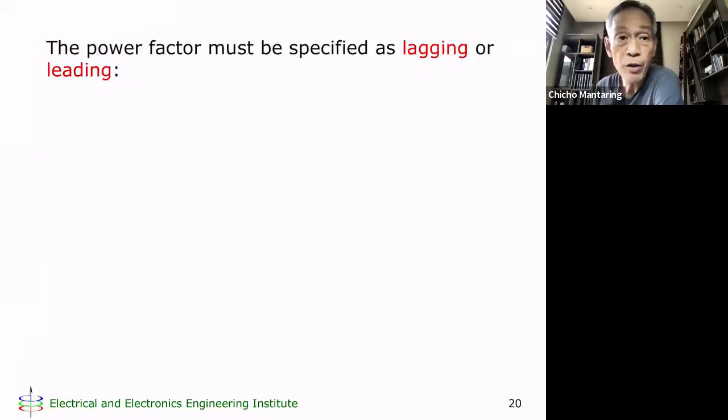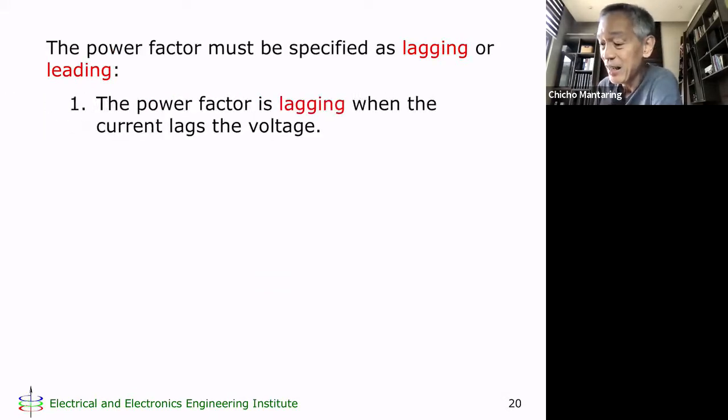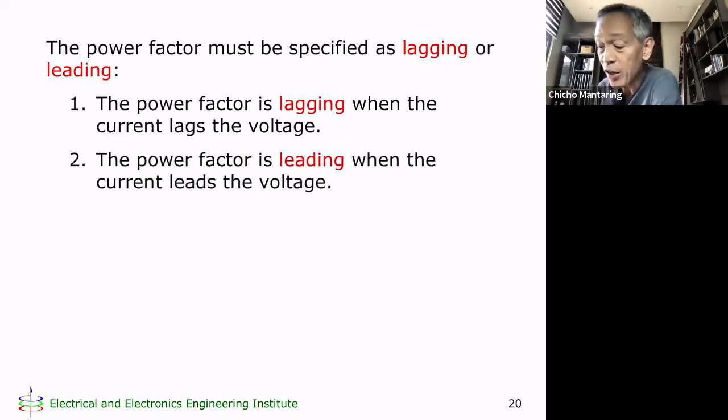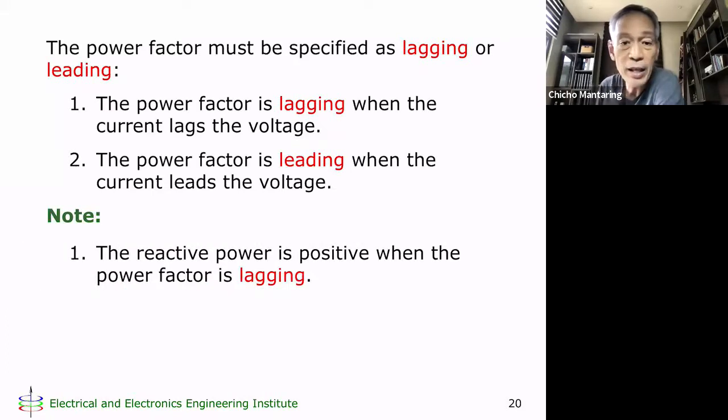Now, your power factor, you have to specify whether that is leading or lagging. The power factor is lagging when the current lags the voltage. The power factor is leading when the current leads the voltage. So the reference is always the current with respect to the voltage. If the current lags the voltage, it's lagging. If the current leads the voltage, it is leading.